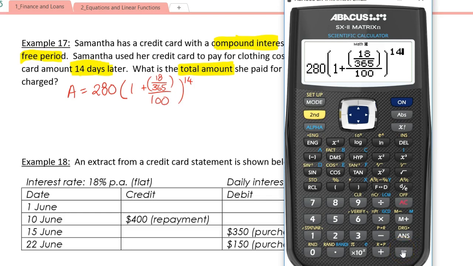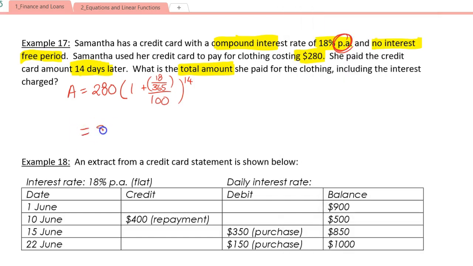Now, I'm anticipating here an answer, the total amount, because it's compound interest, to be a number more than 280, but given that this is only over the course of 2 weeks, a very small part of a year, it's not going to be very much more than 280. So here's my answer, $281.94. Reading the question carefully, what is the total amount she paid for the clothing including the interest? That is the total amount. We've answered the question that was asked.